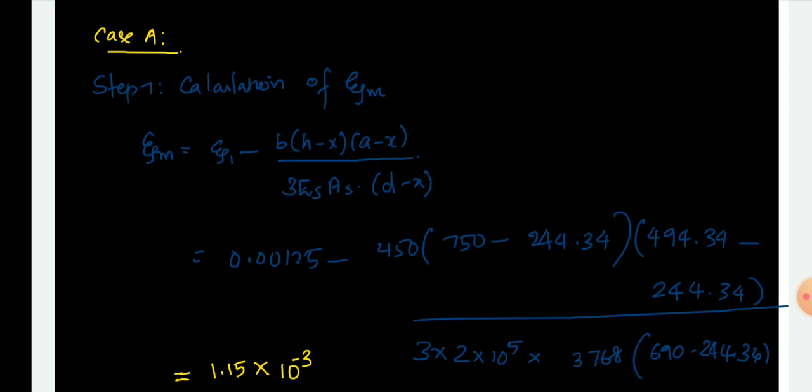That is given by this equation, epsilon 1 minus b into h minus x, a minus x, divided by 3 into A_s into d minus x.